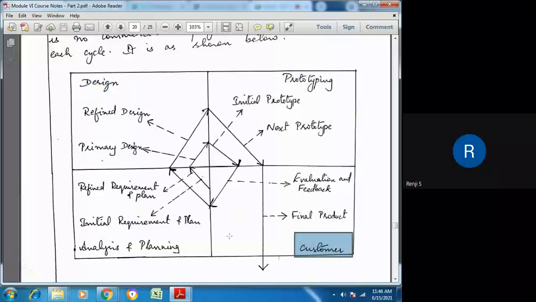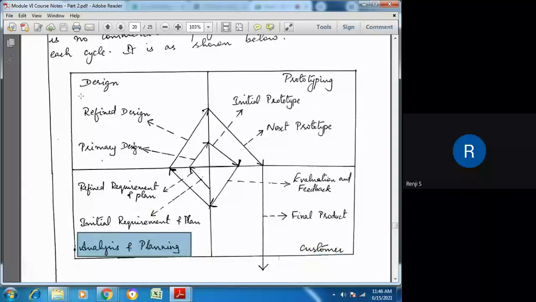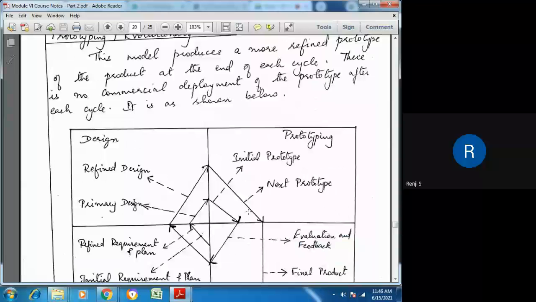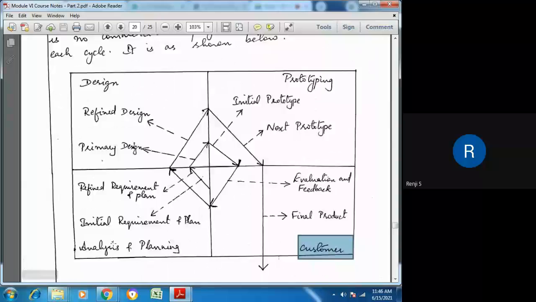So these are the 4 important functionalities carried out in this phase. That is analysis and planning, then comes design, then there is prototyping, and then there is customer evaluation. So these are the 4 activities carried out in this model. So first is analysis and planning.